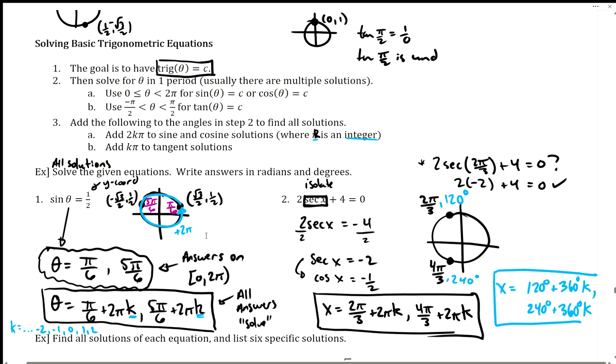So to save some time, I'm not going to check everything. But that's a way to always know if you're right or wrong. In any equation, take your final answer and plug it back into the original.